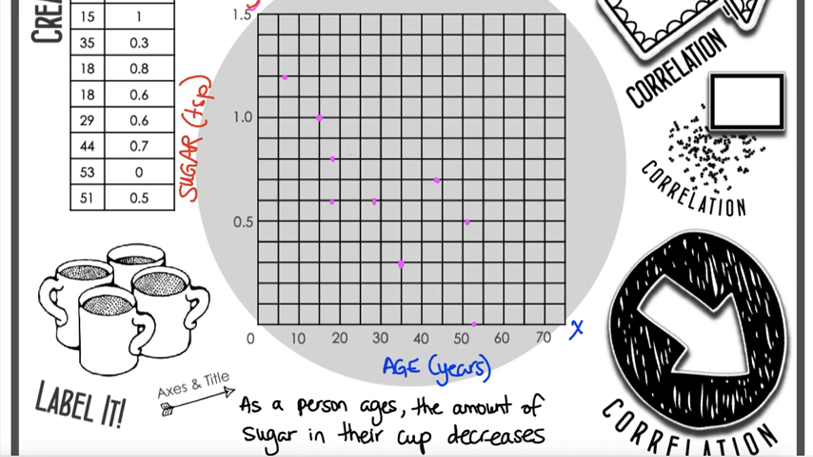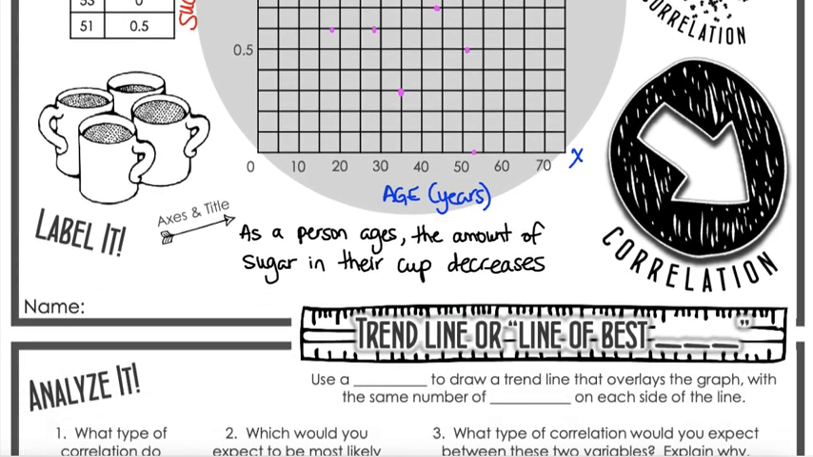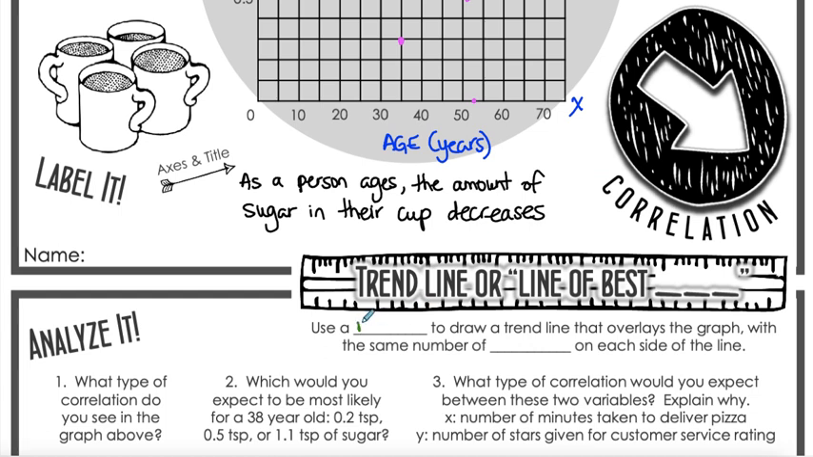Well, I want to draw that trend line or the line of best fit by using a ruler. That's what goes here, the line of best fit, so that it overlays the graph. I want to put it on top of my dots, and I want to try to get the same number of points on one side of my line as I do on the other side of the line.